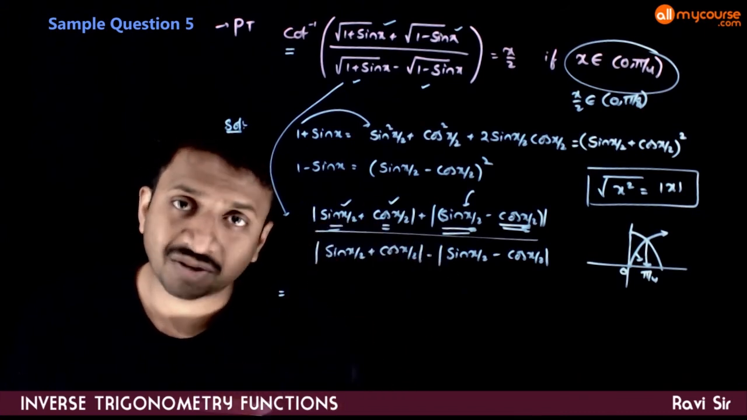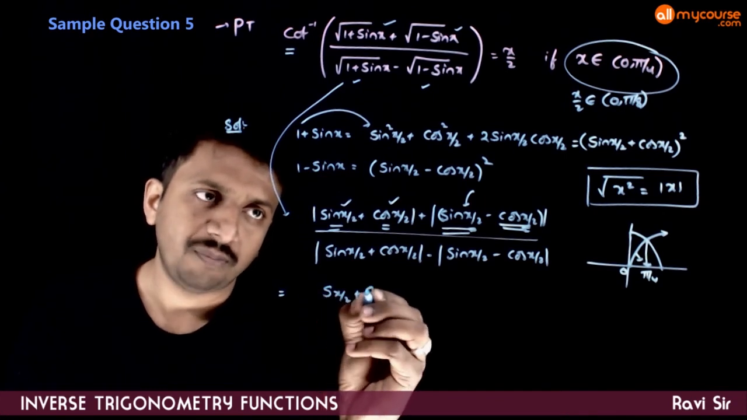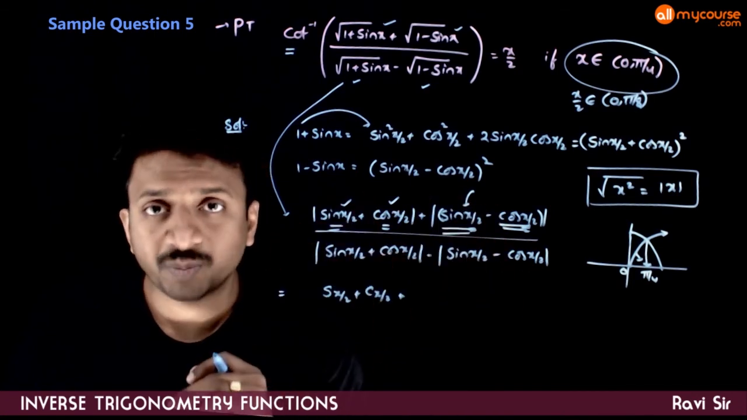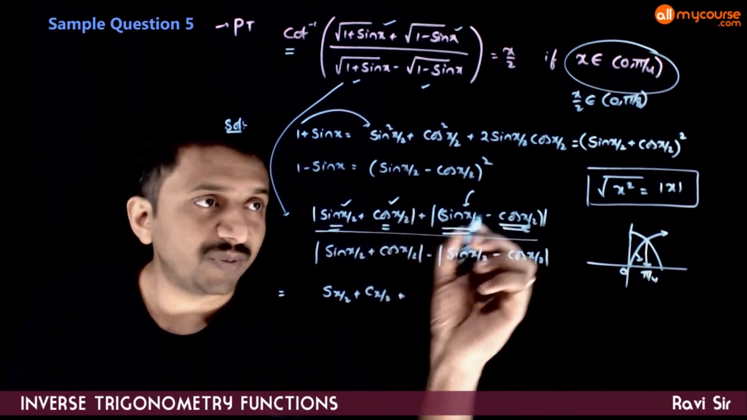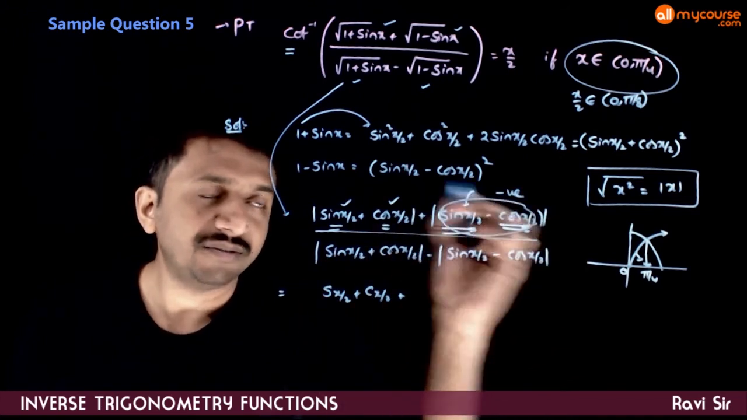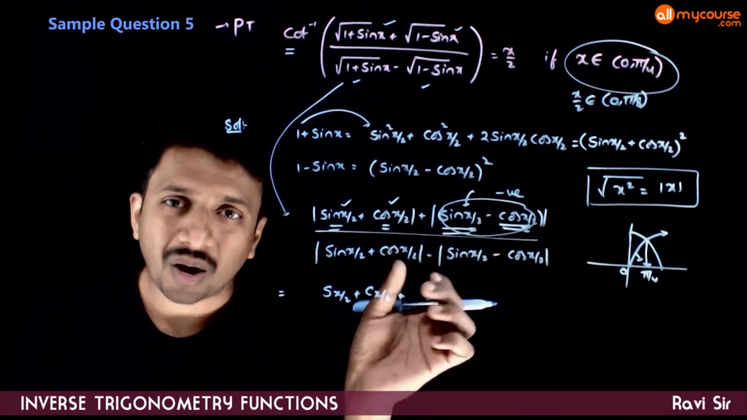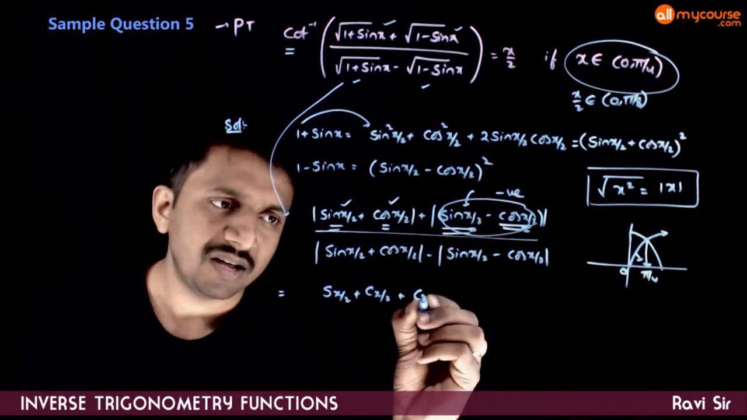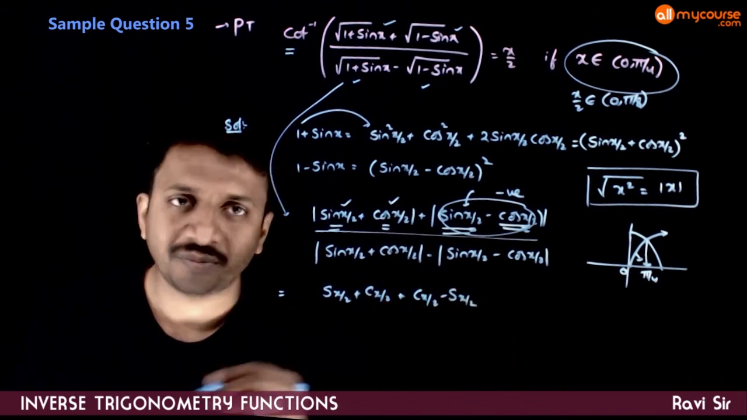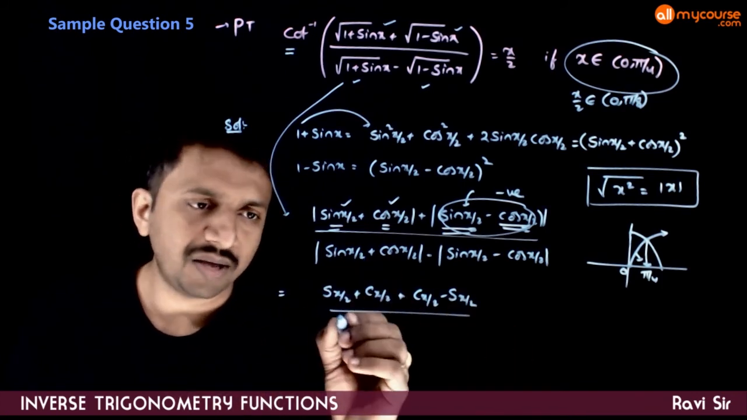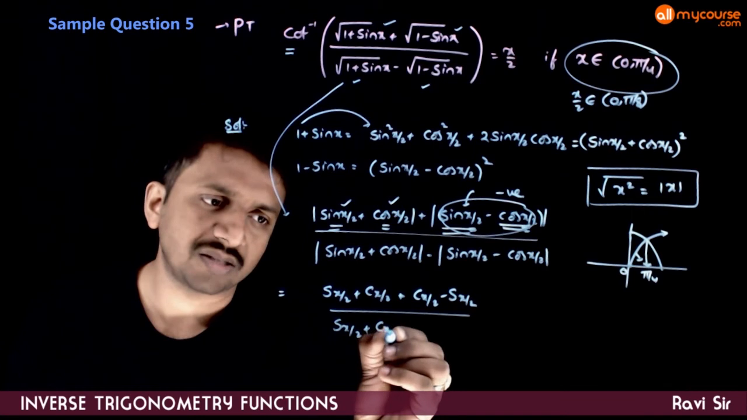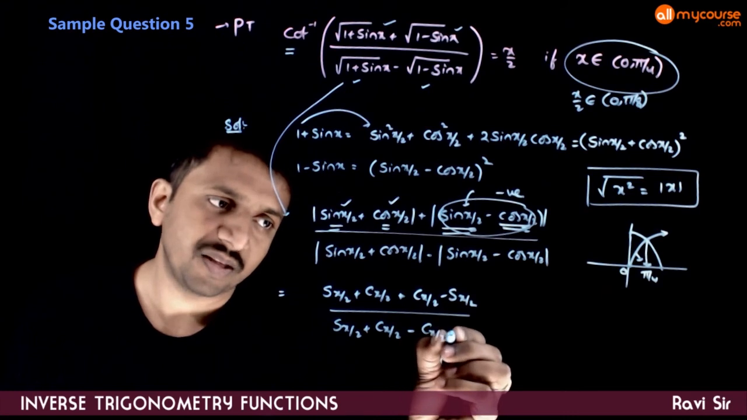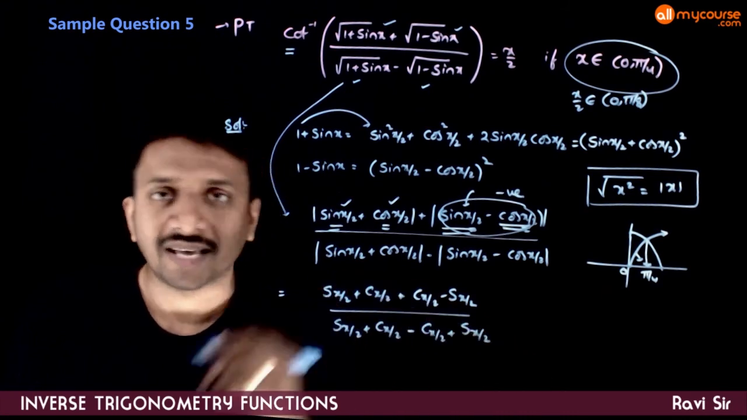So, mod directly gets off. So, you have sin x by 2 plus cos x by 2, plus, since sin x by 2 is smaller than cos x by 2, sin x by 2 minus cos x by 2 is negative. So, what does mod do? Mod adds an extra minus sign. That is minus of (sin x by 2 minus cos x by 2) is cos x by 2 minus sin x by 2, divided by, here also you have sin x by 2 plus cos x by 2 minus of (cos x by 2 minus sin x by 2). So minus cos x by 2 plus sin x by 2.